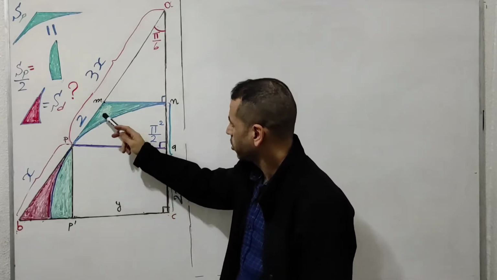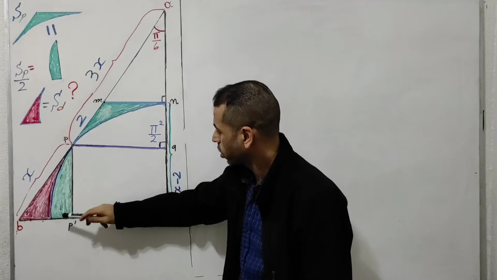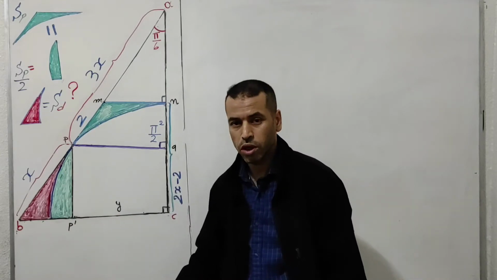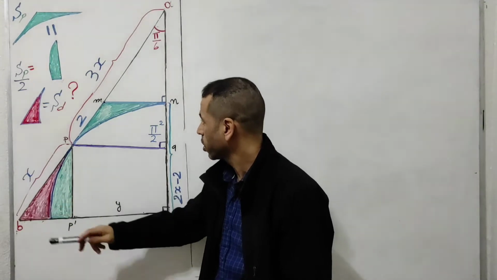And we have the shaded area which is in the green. The top one is double the area of the bottom one, okay? Our goal is to calculate the area of the shaded area which is in red, okay?